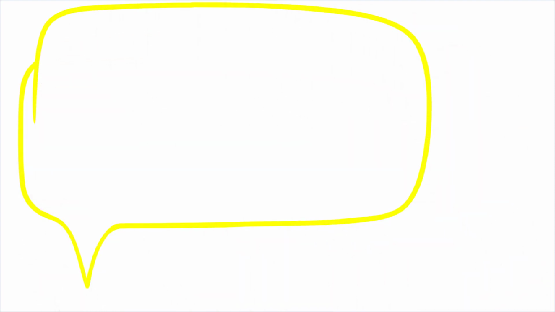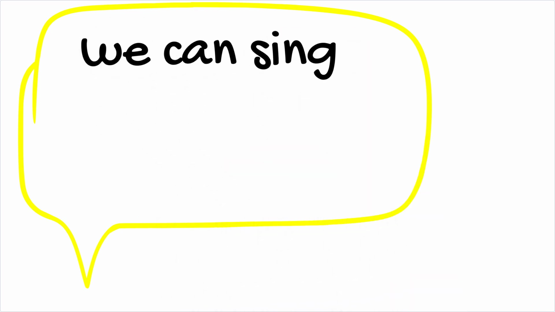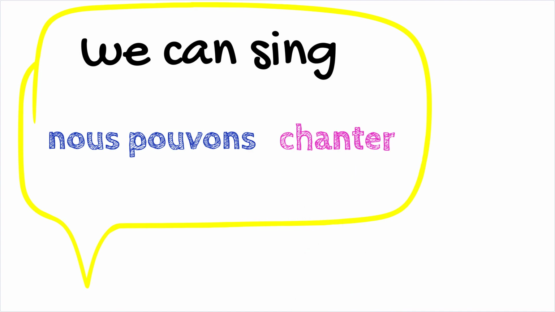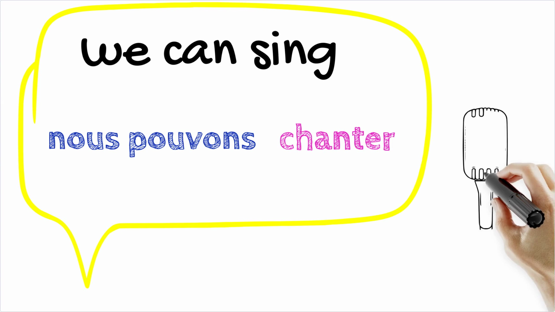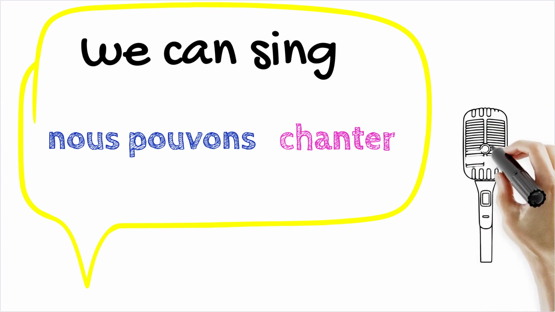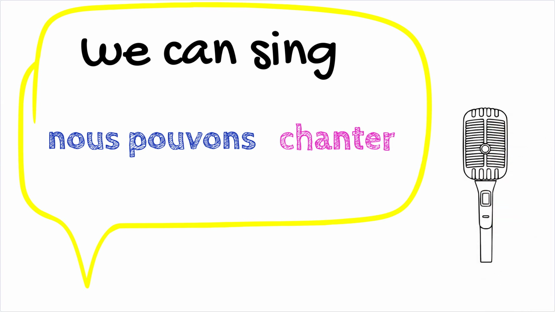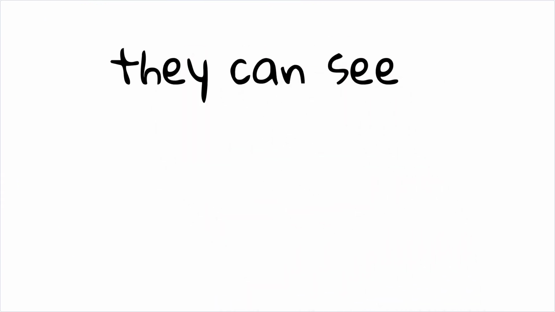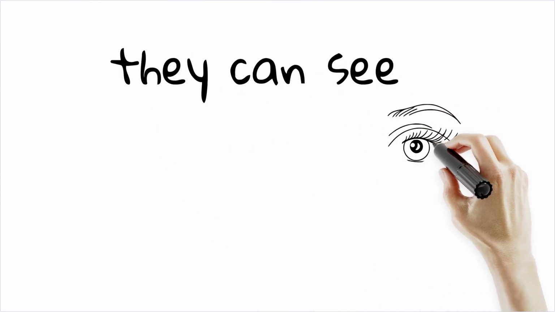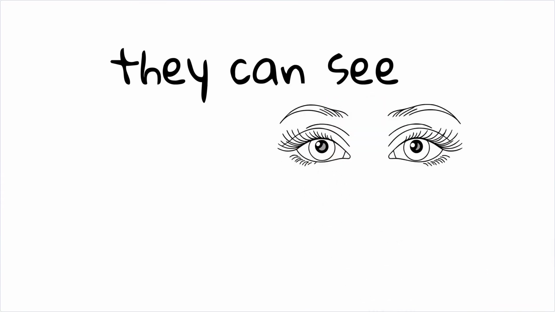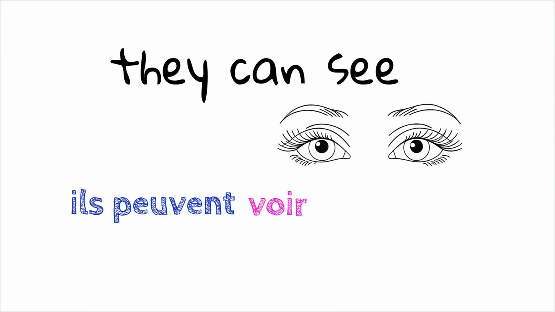So let's say we want to construct the sentence, we can sing. Again, we start with the modal auxiliary, nous pouvons, and then we follow it with the infinitive of the verb to sing, chanter. Nous pouvons chanter. If we want to say they can see, we would say ils peuvent, followed by the infinitive voir. Ils peuvent voir. They can see.